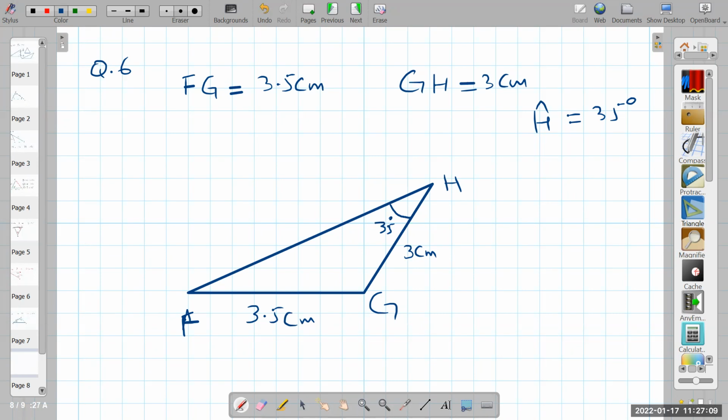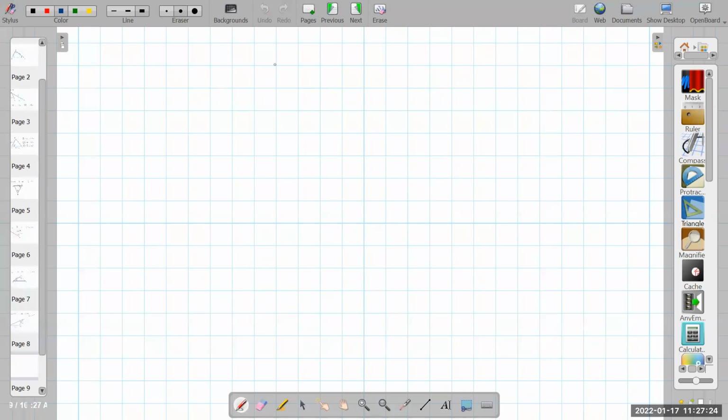Now 35. Now listen to me, the most important question starts now. Now we need to draw the triangle. In the previous questions it was given. Now we do it ourselves. We draw the angle. Now I'll tell you how to draw the angle.